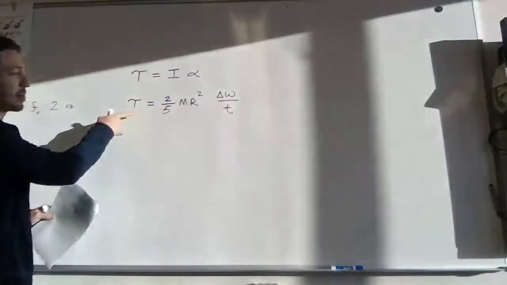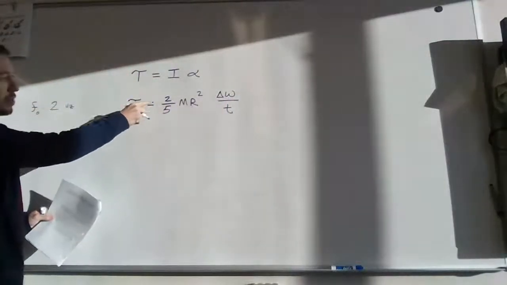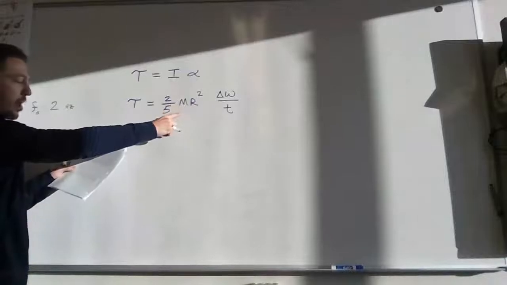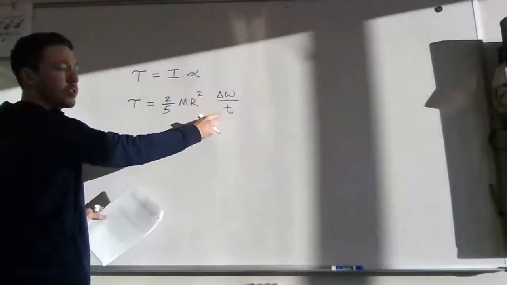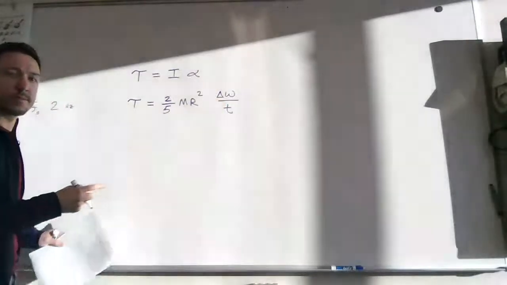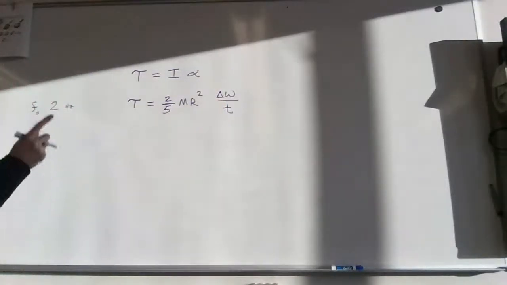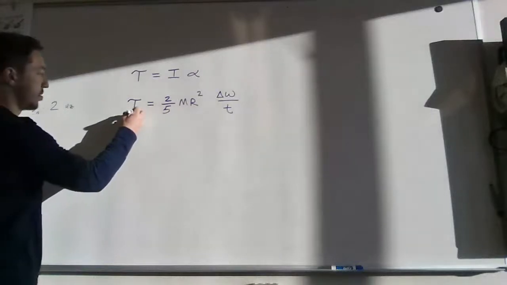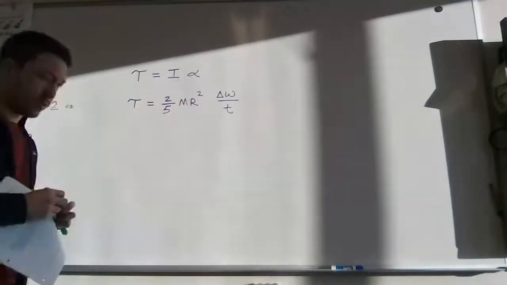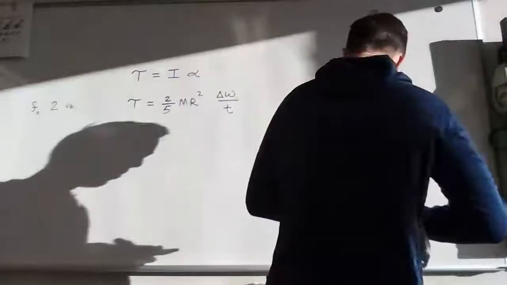Does this make sense what I'm talking about here? Like replacing I with the I formula for a solid sphere, replacing alpha with change in omega over t. Because now, look at all of the symbols that we know. We got them.